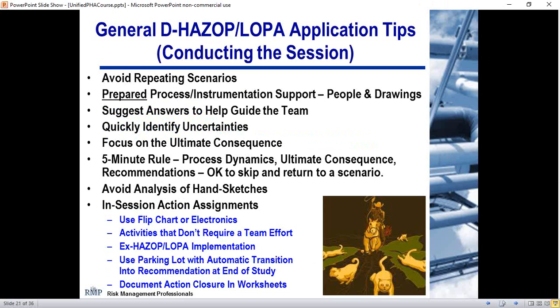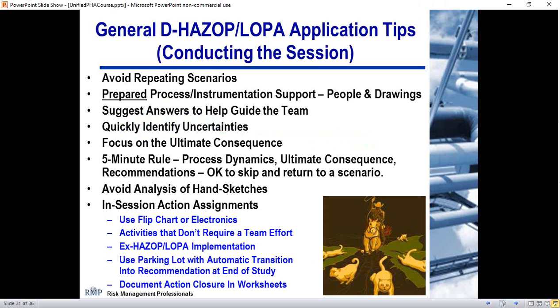Quickly identifying uncertainties, whether it be incomplete information, or whether we don't know if something is providing the appropriate degree of protection, is also something that you want to identify during the session. Focusing on the ultimate consequence: some teams, a daily briefing and reminder that you're looking at the ultimate consequences is adequate. Some teams, I almost have to remind every 45 minutes that to characterize the scenario properly and identify if the safeguards are adequate, you need to identify how bad can it get, and then you can assess whether your safeguards are adequate or not.